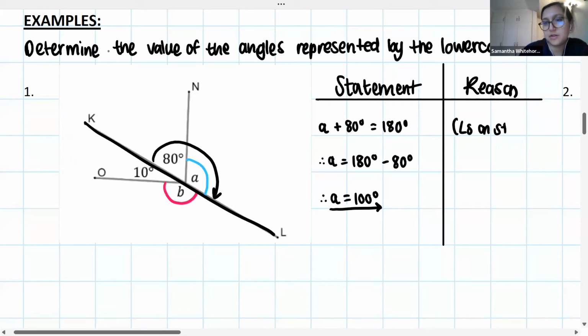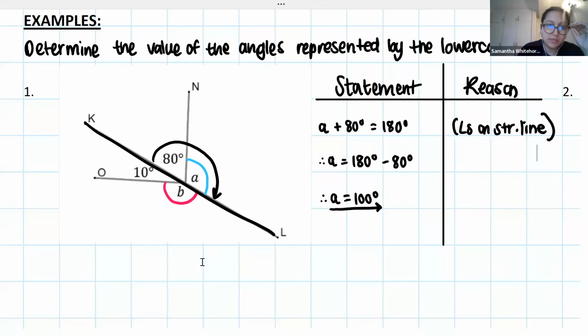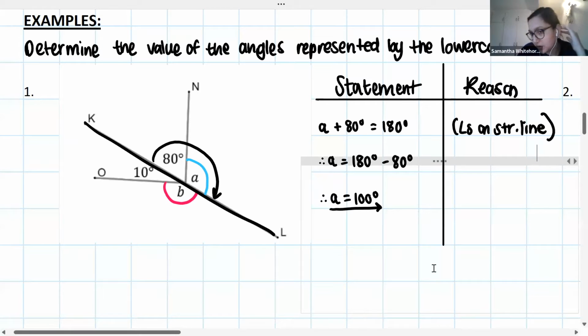Good. Okay, so guys, angles on a straight line, we can use that to go and find A. That's it. Right, Lwandle, do you want to give me B as well, seeing as you're the only one with your hand up?